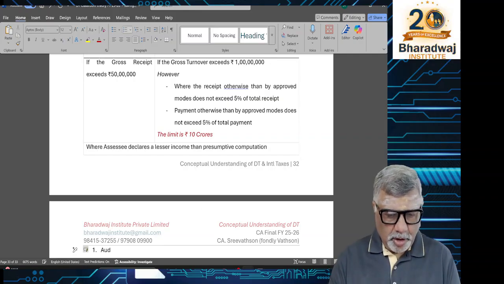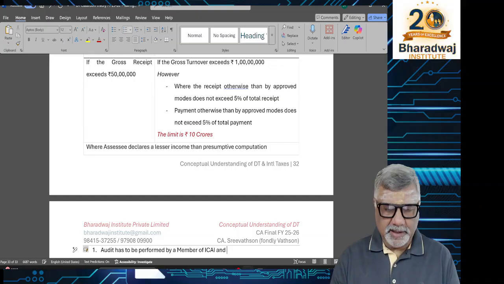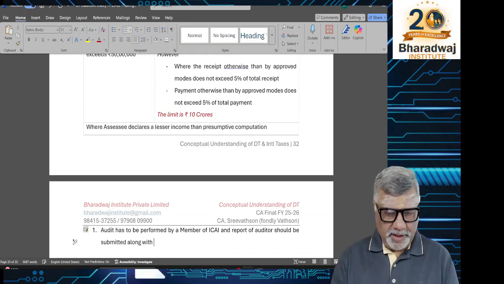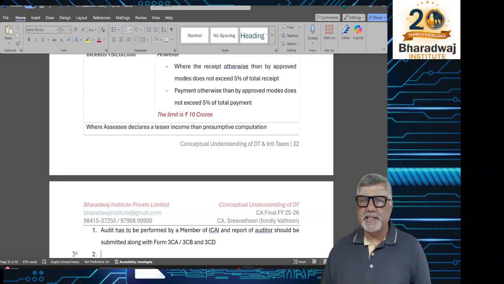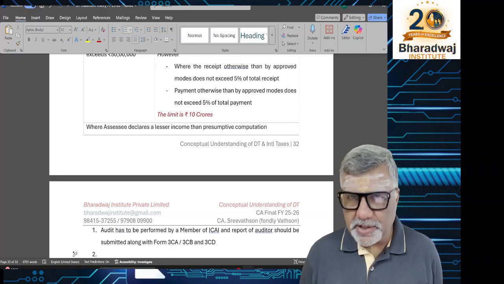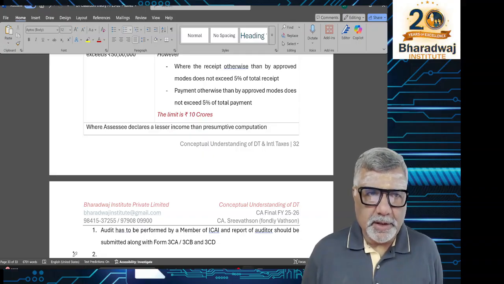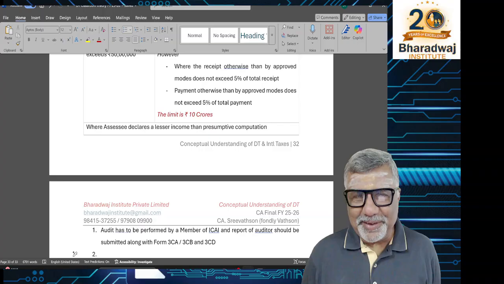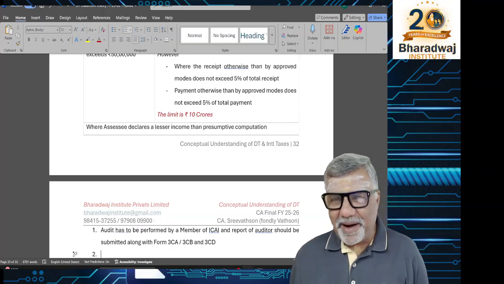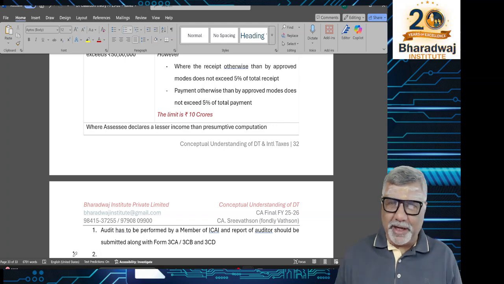Now, some points. Audit has to be performed by a member of ICAI, and report of auditor should be submitted along with form 3CA, 3CB, and 3C. 3CD is a questionnaire which the auditor has to answer. Okay, you all will be under the belief that after becoming a chartered accountant, you need not answer anything, right? The department, both MCA and income tax department, ensures that you answer more questions without any choice.